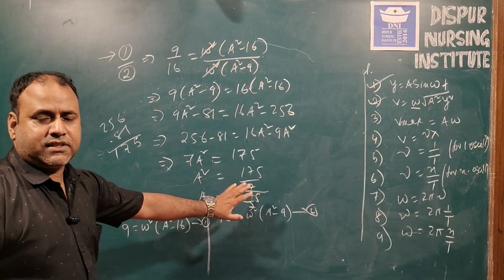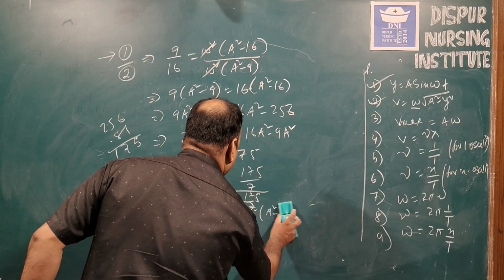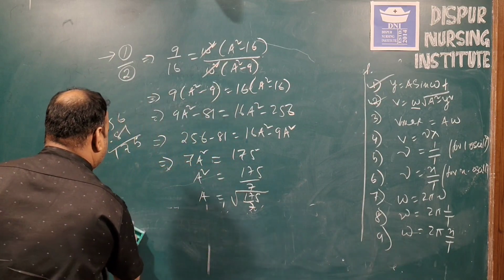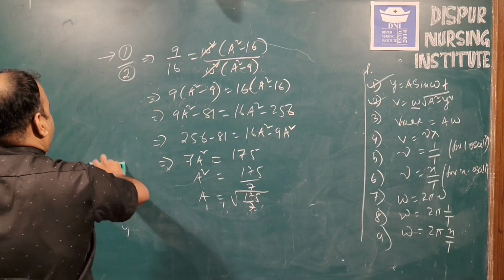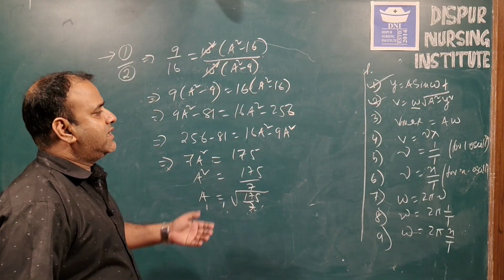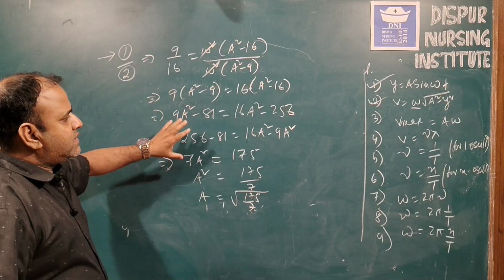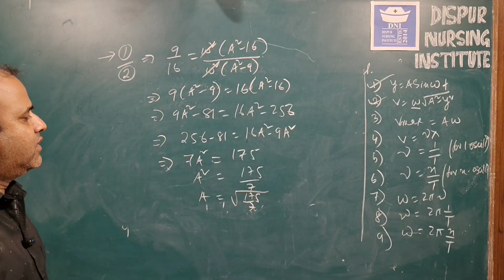So if you just simplify the relations, then you will get the amplitude. So in this way we can easily calculate the value of amplitude. So this is the idea for calculating the amplitude which is given in the question. Now you can see this is the process. In this process we can easily calculate the value.